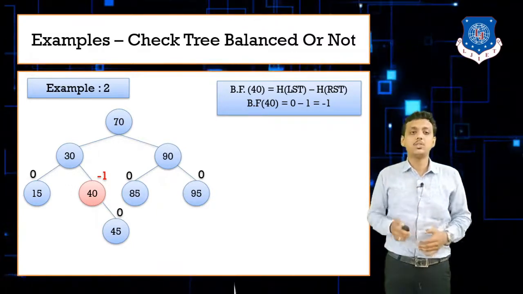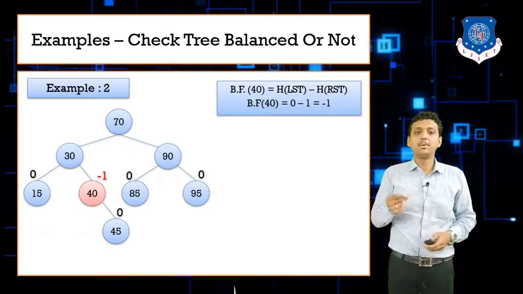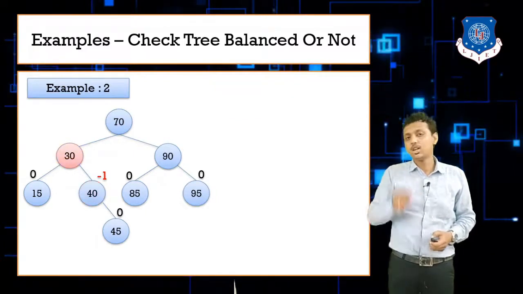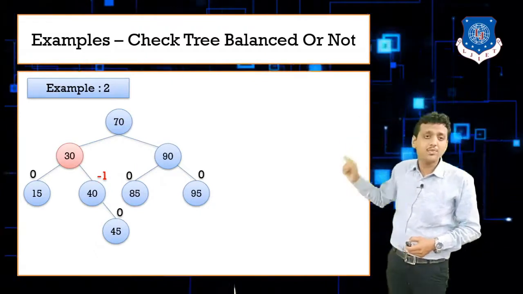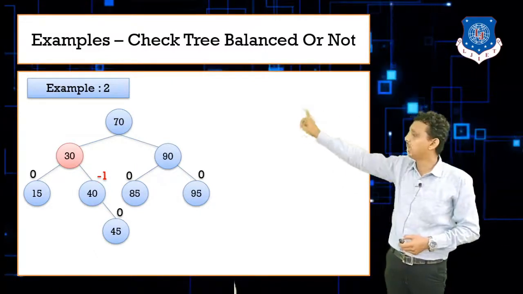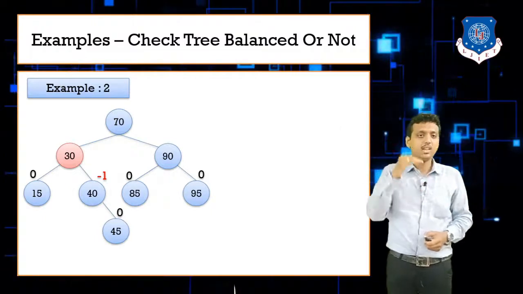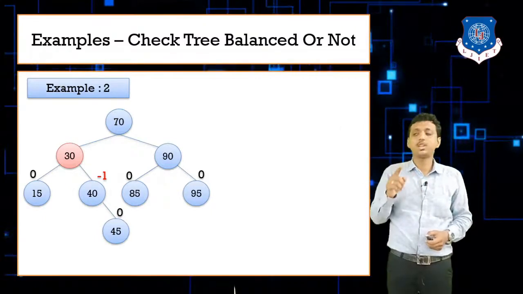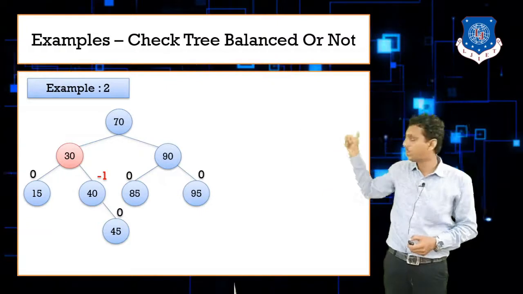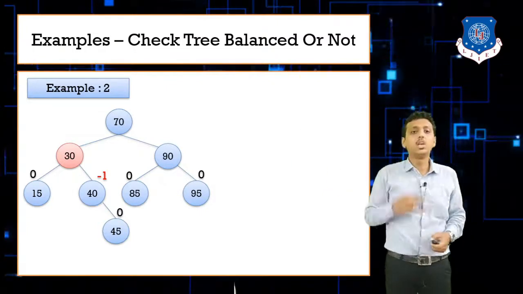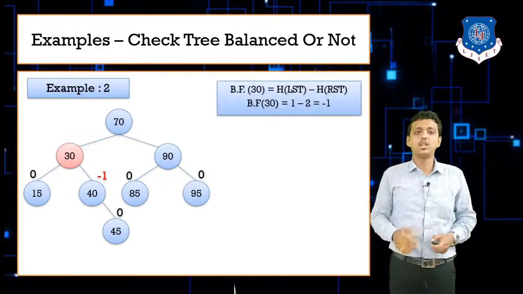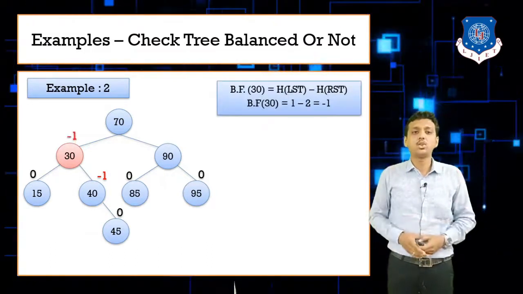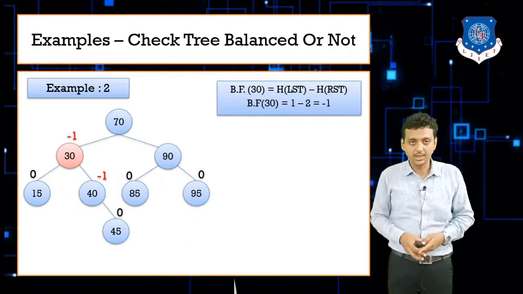Now next we have 30. Students, tell me, for node 30, what is the balancing factor? See, the height of the left subtree of node 30 is 1, because only one level is there. In the right subtree of 30 we have two levels. That's why 1 minus 2 becomes -1. The balancing factor for node 30 is -1.